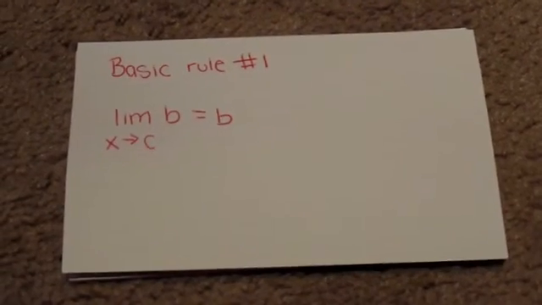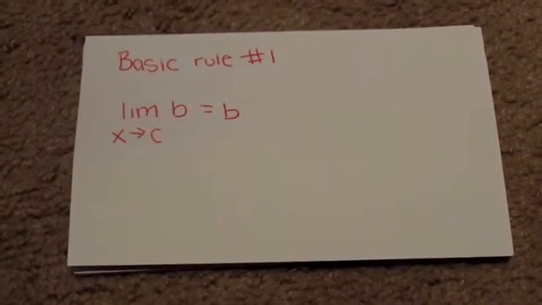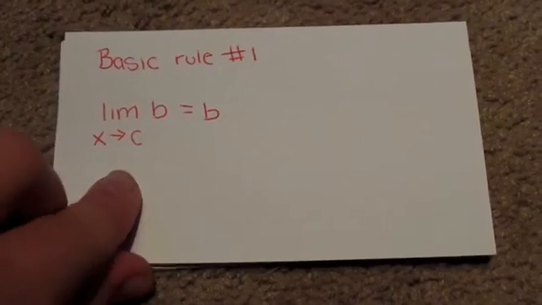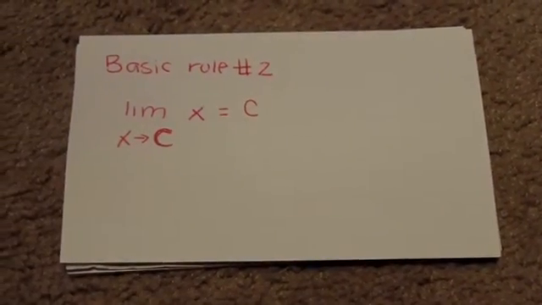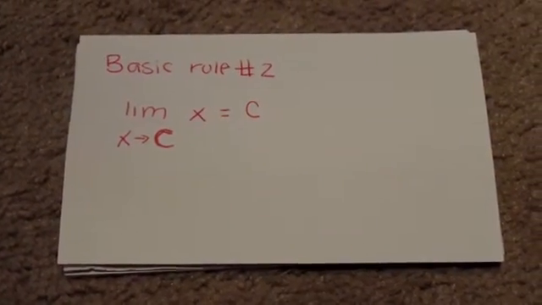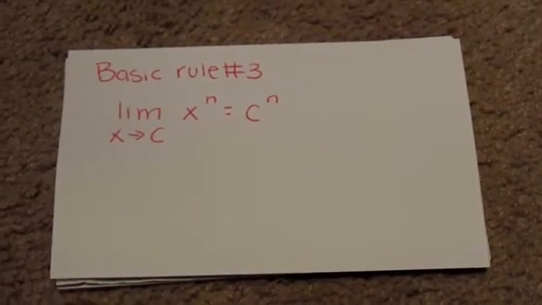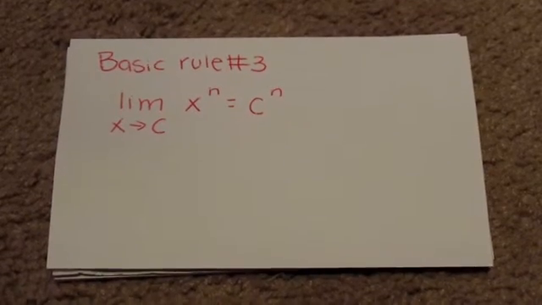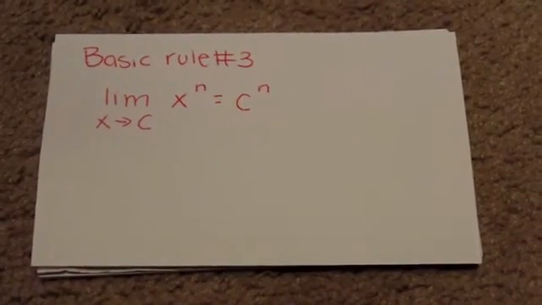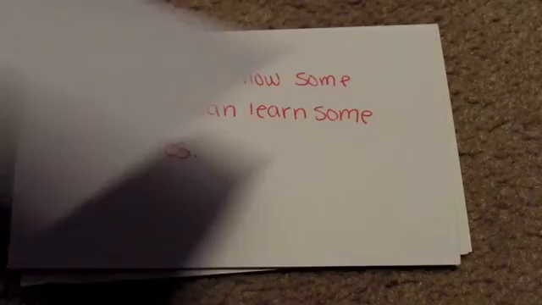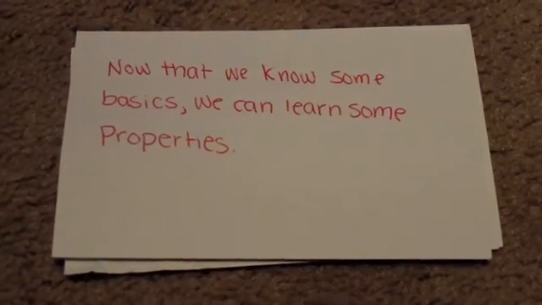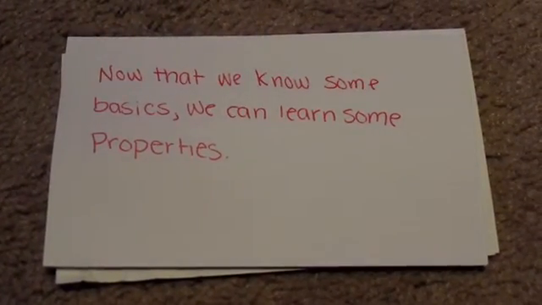The first basic rule is the limit as x approaches c of b is equal to b. The second basic rule is the limit as x approaches c of x equals c. And the third basic rule is the limit as x approaches c of x to the n equals c to the n. Now that we know some of the basics, we can learn some properties.